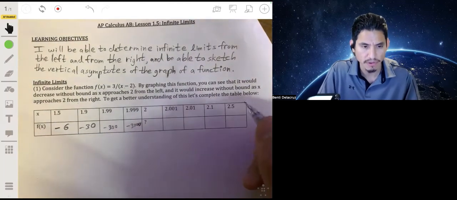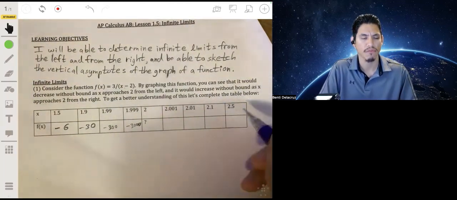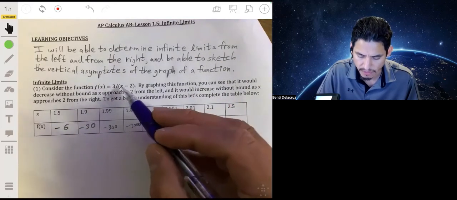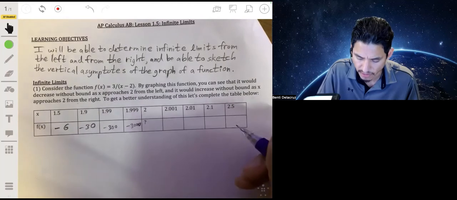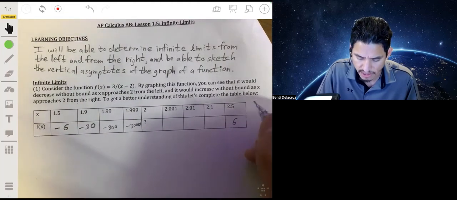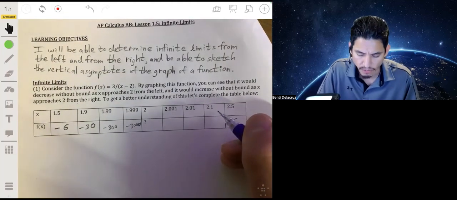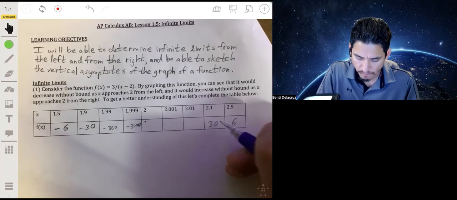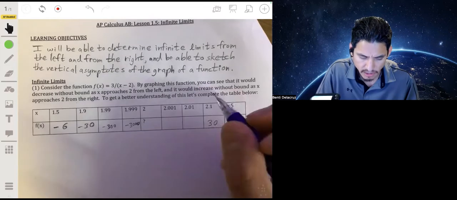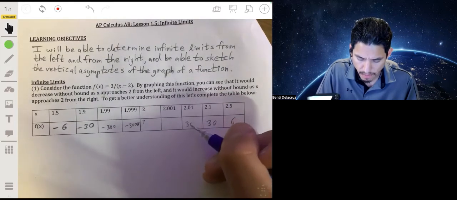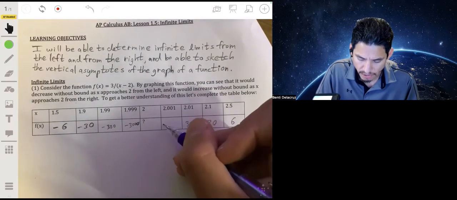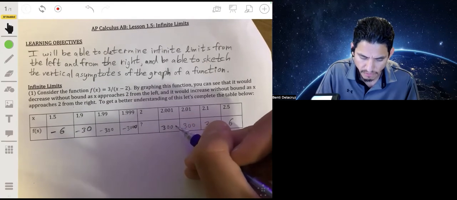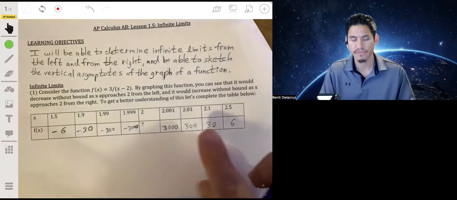Now what happens if we approach 2 from the positive numbers? If we plug in 2.5, you would have 3 over 2.5 minus 2, 3 over 0.5. You would have positive 6 in this case. If we put 2.1 in there, we would end up with 30. If we plug in 2.01 for x, we'd get 300. And 2.001 for x, you would find that it would be 3,000. So you're getting infinitely large.